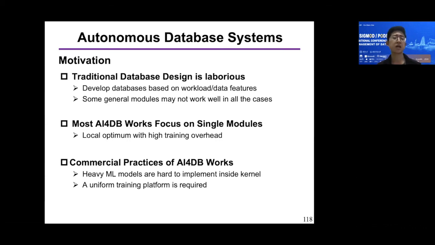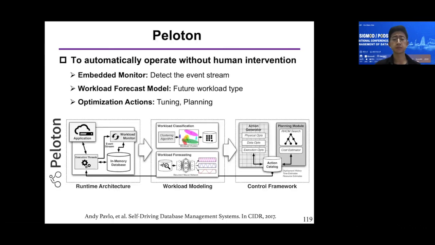Besides, there are some commercial practices of AI4DB works, and we can find that the heavy machine learning models are hard to implement inside the database kernels, and a unified training platform is required. So the first vision is the one that Pavlo just proposed, to predict the workload arrival rate with clustering and RNN, and deploy the optimization actions based on prediction results. They can optimize databases with actions like knob tuning, index, or materialized view selections.